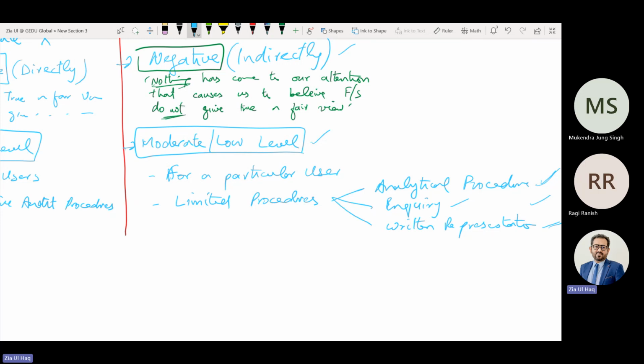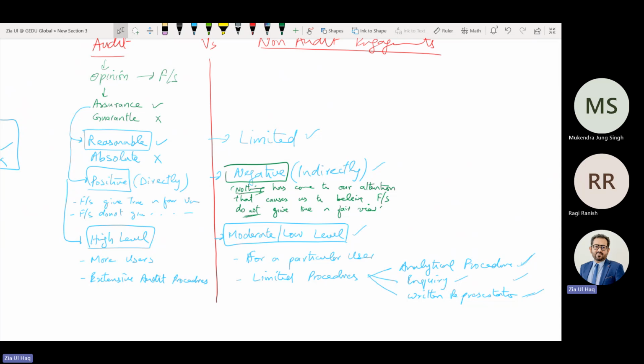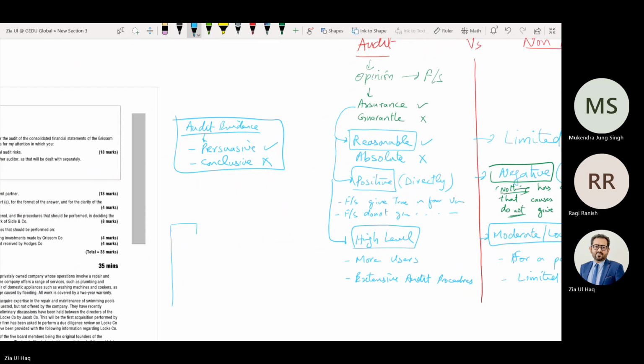So we try to differentiate between audit and non-audit engagements, and between different levels and different types of assurance. In audit: reasonable, positive, high level. In non-audit: limited, negative, and low level. These are different levels of assurance. This is absolute, this is reasonable, this is limited. Say this is 100%, this is say 75%, this is say 60%.